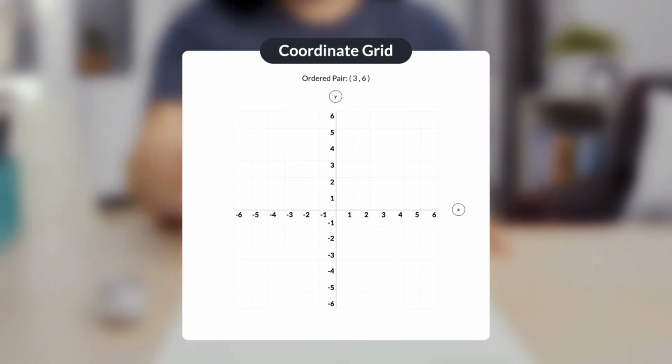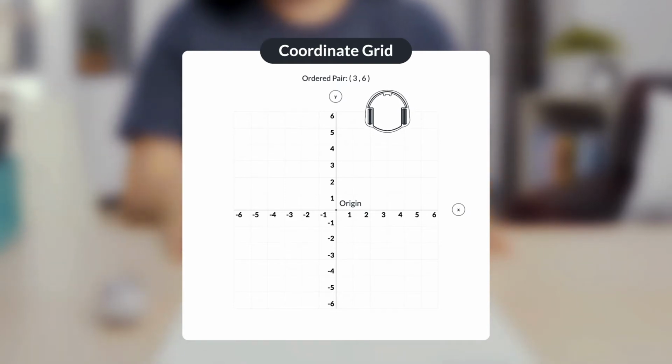If I start in the middle of the coordinate grid, also known as the origin, or 0, 0, I can move 3 places on the x-axis and 6 places on the y-axis to find the location of my ordered pair. That is the location of 3, 6.